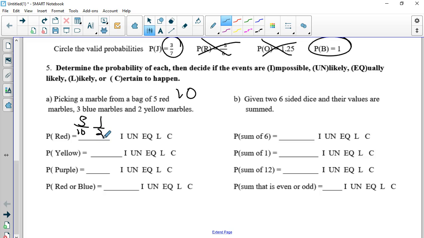1/2 is right down the middle. So you have an equal chance of red or something else. Right down the middle. Yellow, that would be 2 out of 10. Okay? Well, 2 out of 10 is a small amount. It's less than half. So less than half is going this way. Unlikely. Okay? Purple. What's the chance of getting a purple? Well, since there's no purple in the bag, unless you're a wizard, it's going to be 0 out of 10 or just straight up 0, either way. And therefore, impossible. You cannot draw purple out of a bag with red, blue, and yellow.